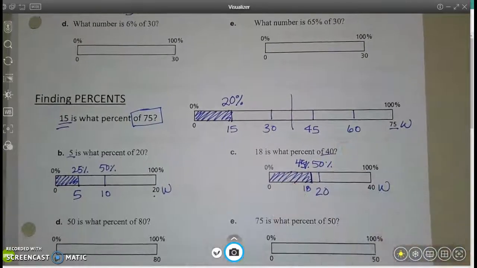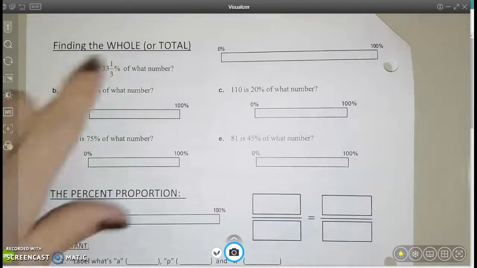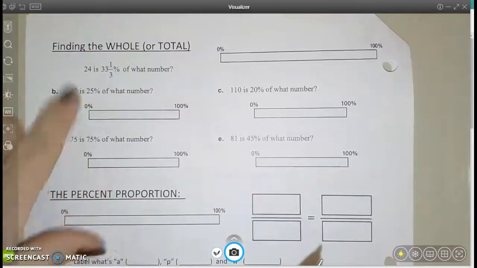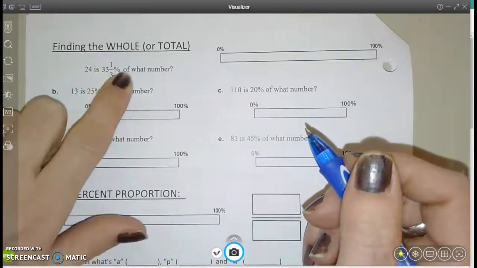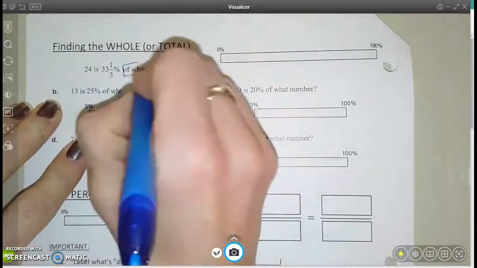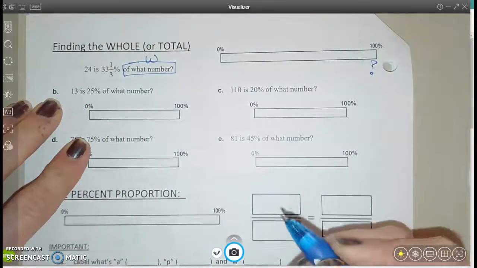Okay? All right, so we're going to see if we have time to come back to these, but I'm going to keep going. So now I'm on the back side. Let's do a couple where we're finding the whole or the total. Okay? So this says 24 is 33 1/3% of what number? Of what number means I'm looking for the whole, the total.